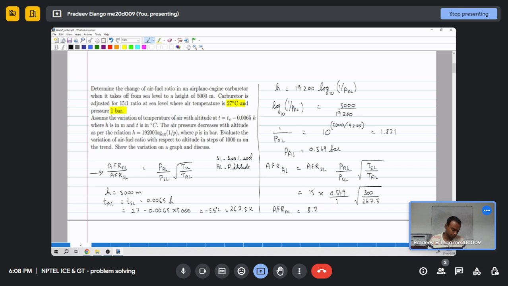8.7. So this is the air fuel ratio when the flight is flying at an altitude of 5,000 meters. So similarly, we can substitute for 1,000, 2,000 meters and then find the other values.